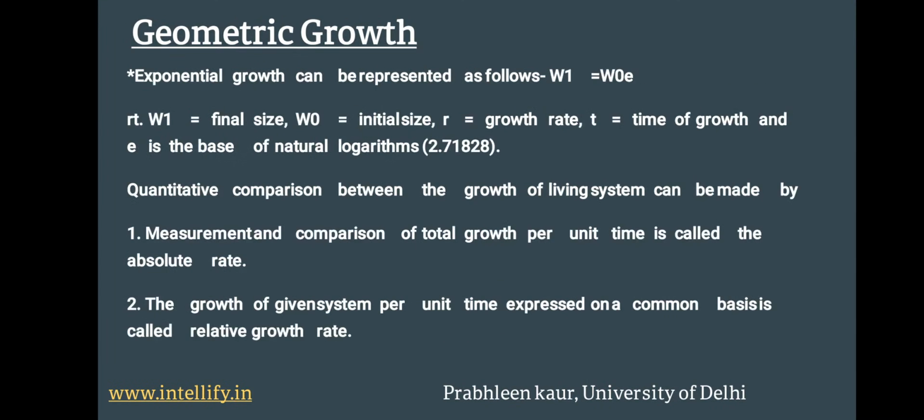Exponential growth can be represented as follows. W1 is equal to W0 e^rt, wherein W1 is the final size, W0 is the initial size, r is the growth rate, t is the time of growth, and e is the base of natural logarithms. Quantitative comparison between the growth of living systems can be made by measurement and comparison of total growth per unit time, which is called the absolute growth rate. The growth of given system per unit time expressed on a common basis is called the relative growth rate.